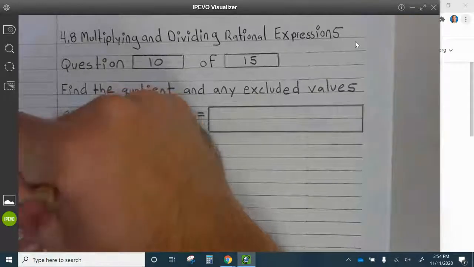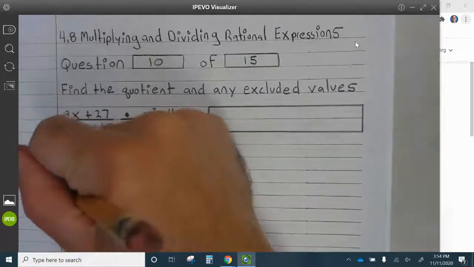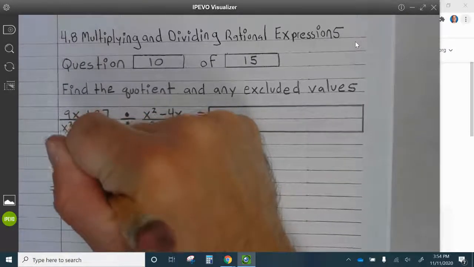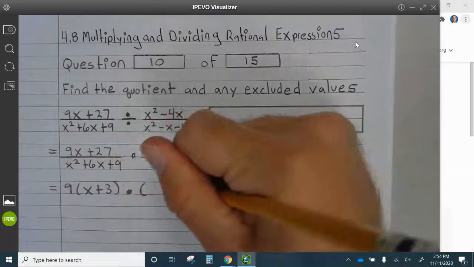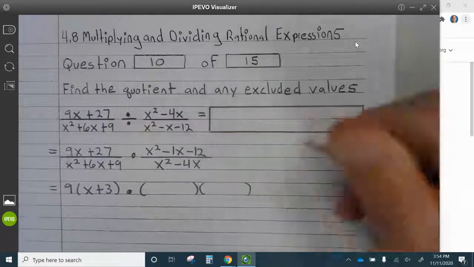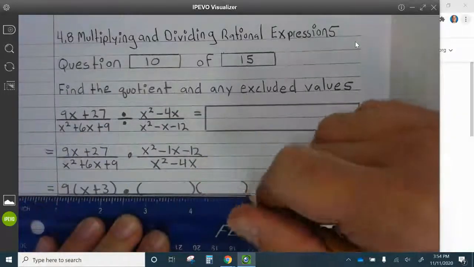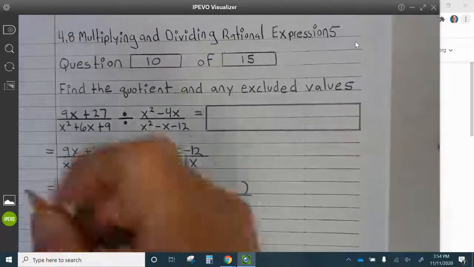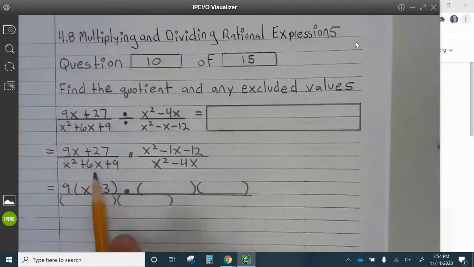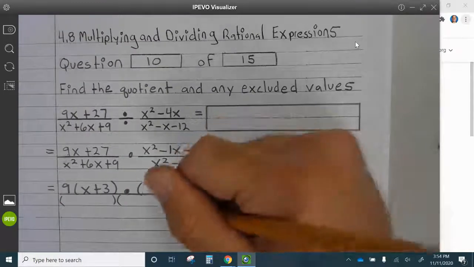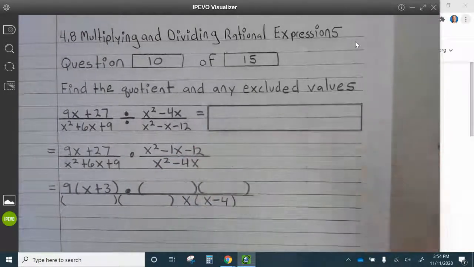All right, so let's factor a 9 from here. So that's 9 times x plus 3, in parentheses. We'll come back to that. And then 2 parentheses for that. And then this, we can factor out an x from both terms. So it's x times x minus 4. Okay?